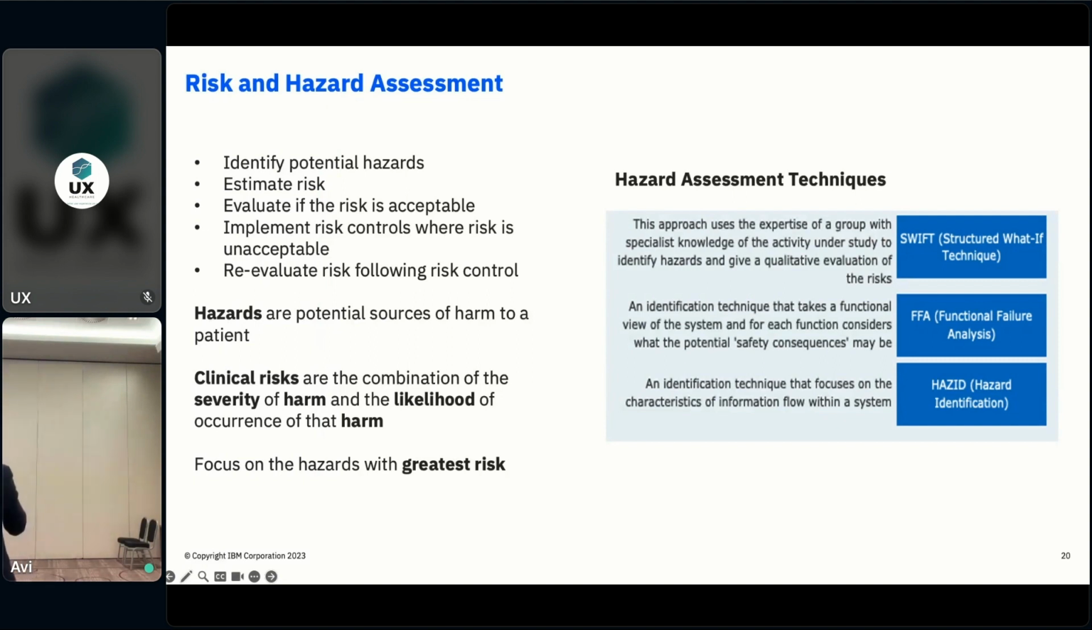Estimate risk, evaluate if the risk is acceptable, implement the risk controls, and then reevaluate that risk. And you don't want to boil the ocean here, because you can spend a lot of time talking about this. Focus on the hazards which have the greatest risk, those things where if something goes wrong, there's potentially a severe impact to patients. Again, you can boil the ocean with these types of discussions. That's not the aim. Focus on the hazards with the greatest clinical risk.